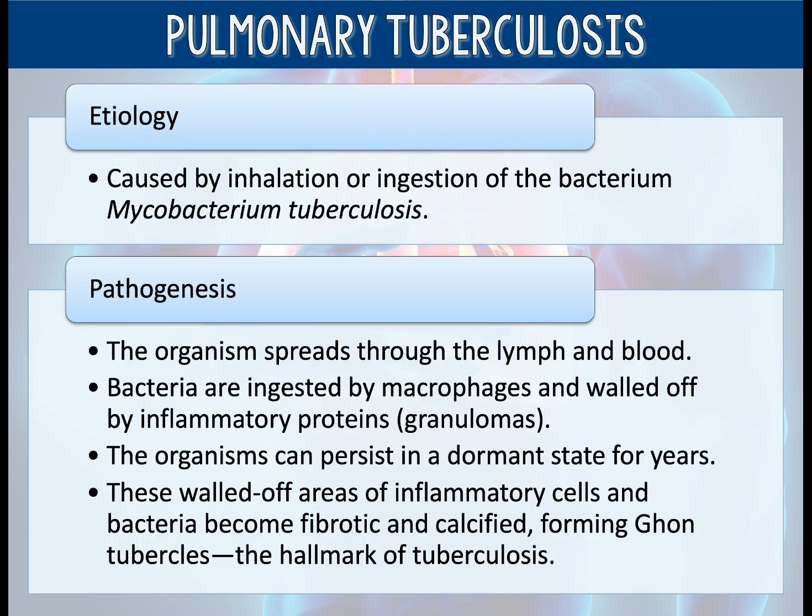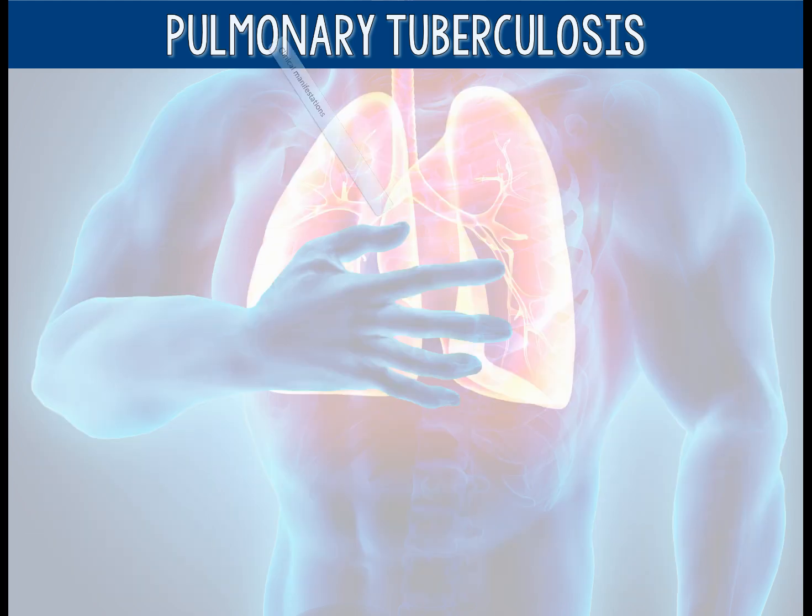And what happens here is that Mycobacterium tuberculosis spreads through the lymph and the blood. That bacteria is ingested by macrophages and then walled off, so you end up with this bacteria inside a granuloma. That's why it can stay dormant for many, many years, because of those walled-off areas of inflammatory cells. And that is the hallmark of tuberculosis, that bacteria enclosed in that wall. They're called tubercles.